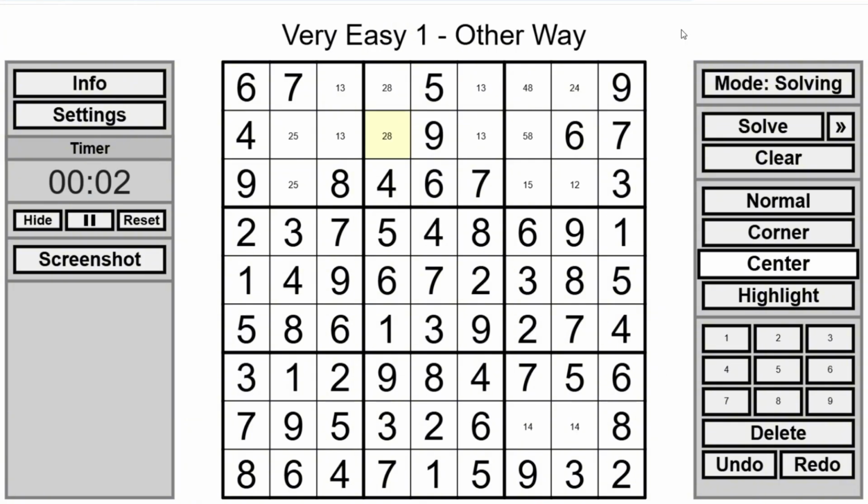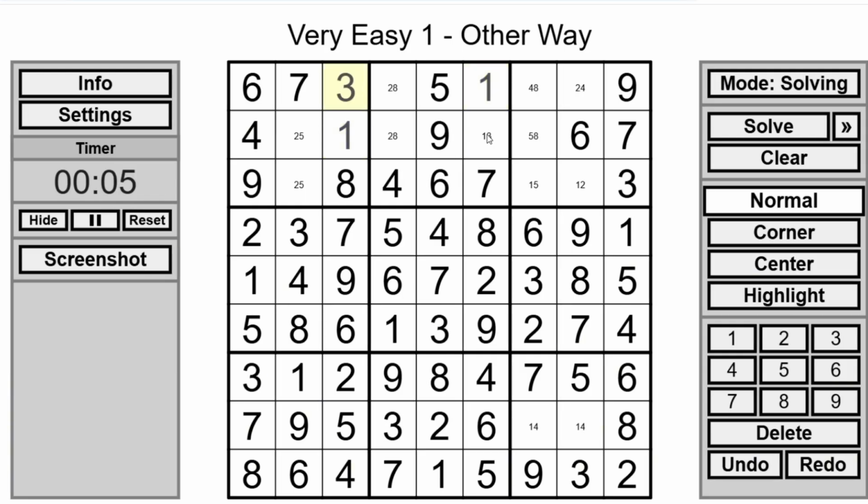Come back to the previous game. I want to show you that if I play this game the other way, it won't be a problem either. So let's see. The other way also solves this problem. If I write 4 here, it won't be a problem. If I wrote 3 here, it won't be a problem. Both of them are a solution.